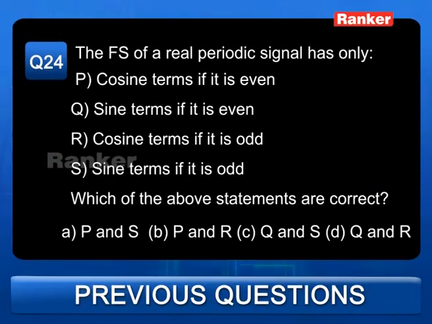The Fourier series of a real periodic signal has only sine terms if it is even, cosine terms if it is odd, and sine terms if it is odd. Okay. So these are the different combinations of answers. So we have to find out which of these statements are correct. A, both P and S, that is, if the periodic signal is real, cosine terms will exist if it is even and sine terms if it is odd. Then B says cosine terms if it is even and cosine terms if it is odd. C says sine terms if it is even and sine terms if it is odd. D says sine terms if it is even and cosine terms if it is odd.